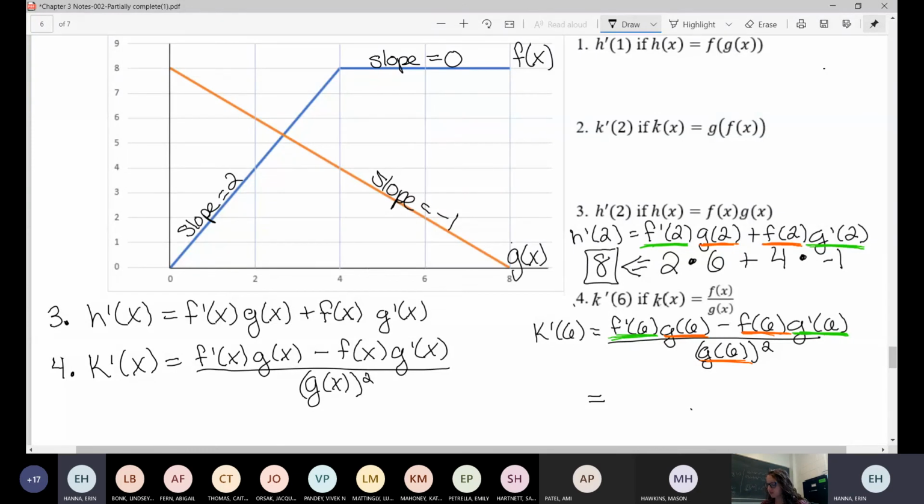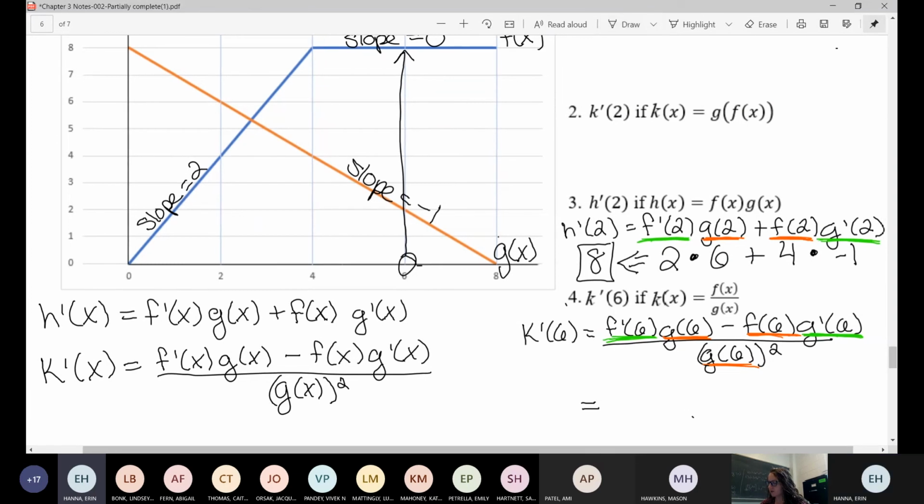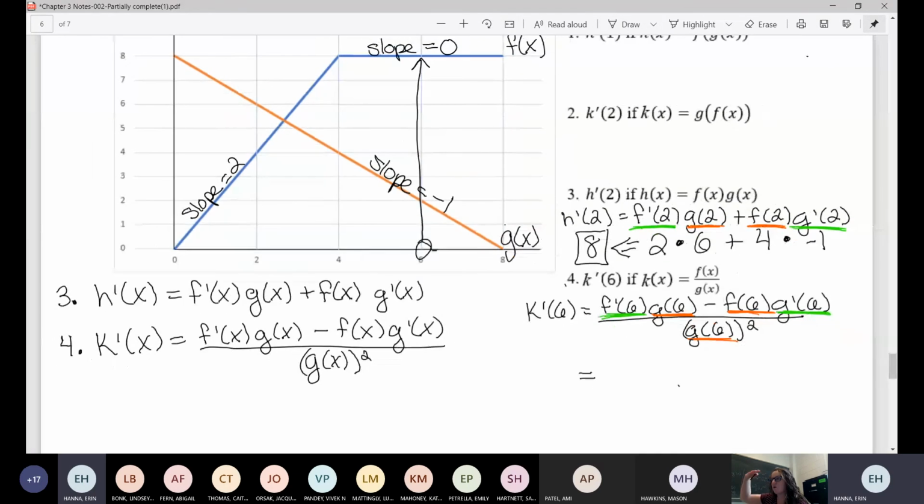So f prime of 6, well, if 6 is here, and I want the slope of f of x at that point, that means we're on the horizontal line part of f. So the slope of that is going to be 0. So we're going to have 0 times g of 6. What is the y value of the function g at 6? That'll be 2.